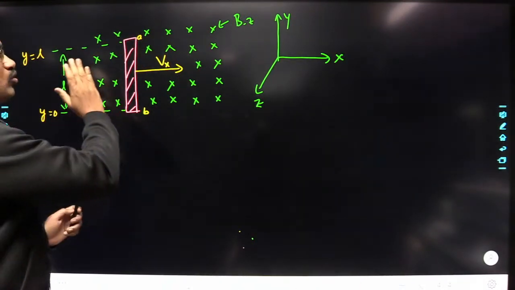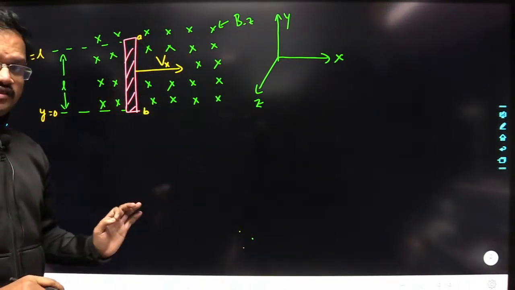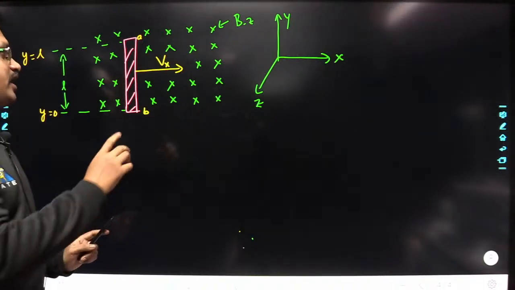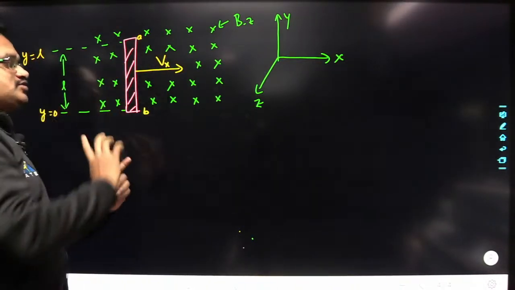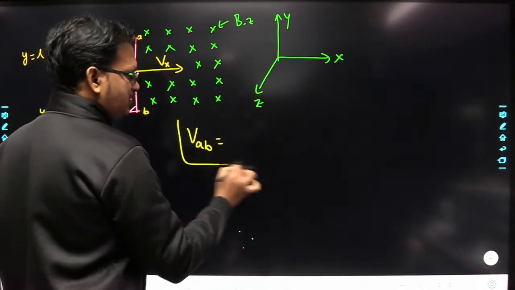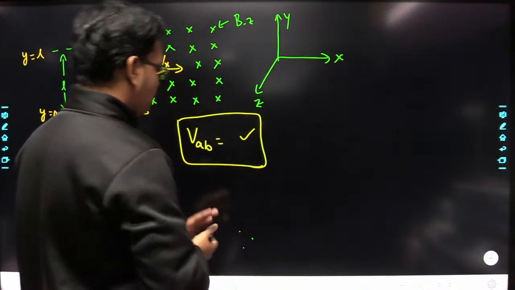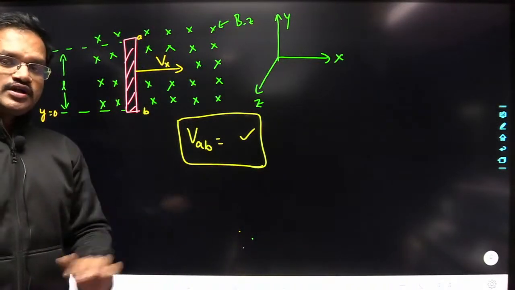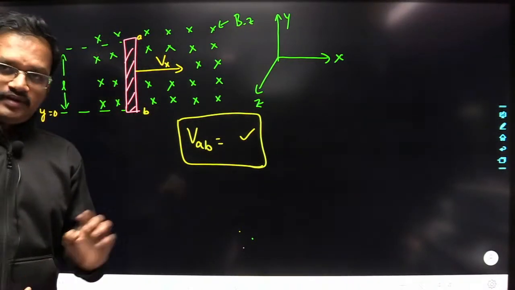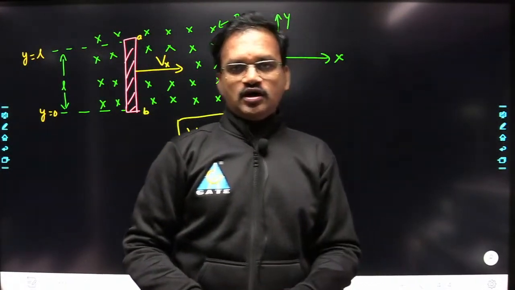So whenever you move a conducting bar in a magnetic field, we have seen that an EMF is induced across the conductor, or a voltage is induced at the ends of this conducting material. So we try to determine VAB. I have told one method here to determine this potential difference, VAB, that is the potential at the ends of the conducting material.